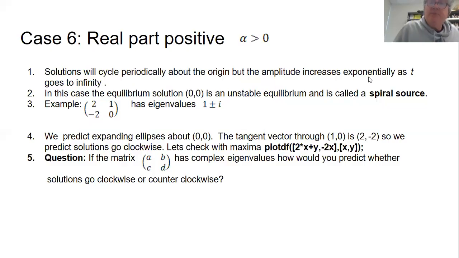Okay, so finishing up this module, I have one last question. So let's just say we have a matrix A, B, C, D, and I tell you that it's got complex eigenvalues. Okay, so for a second, think about why that means that both B and C have to be non-zero if we've got complex eigenvalues. Okay, how would you predict whether the solutions go clockwise or counterclockwise? Okay, and that's our module.